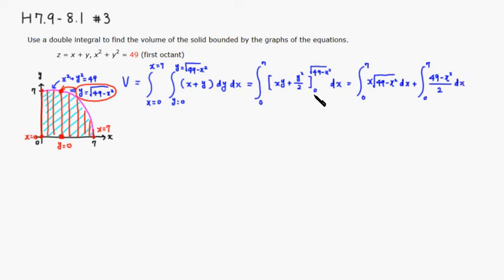Right, but when you plug in 0 for y, it's all 0 anyway, so we don't have to do anything. So this is all we have, right? So I'm going to call this guy integral 1, and I call this guy integral 2. Right, so let's evaluate I1.